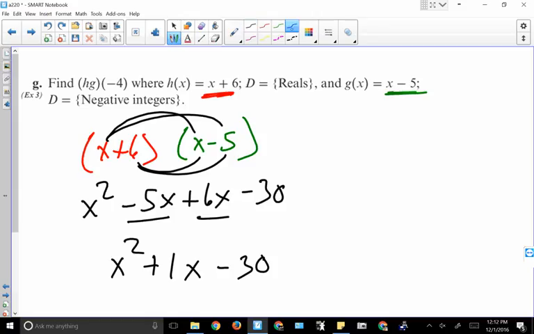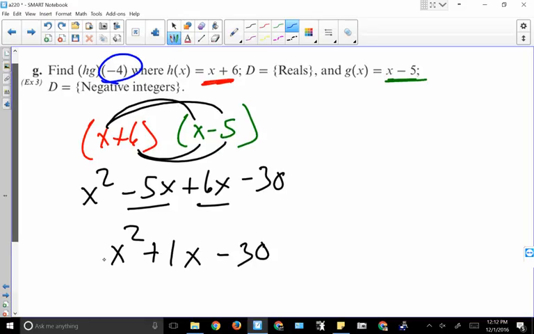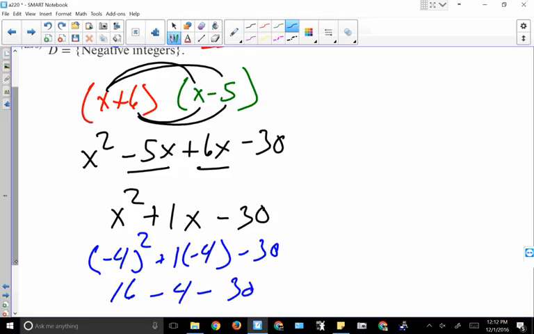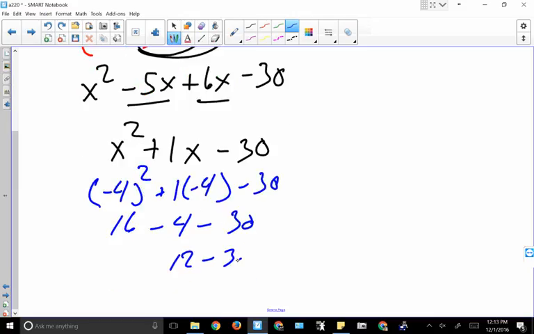Last thing that I need to do is plug in a negative 4. So that means negative 4 squared plus 1 times negative 4 minus 30. So that would be 16 minus 4 minus 30. No, 16 minus 4 gives me 12, minus 30 gives me negative 18.